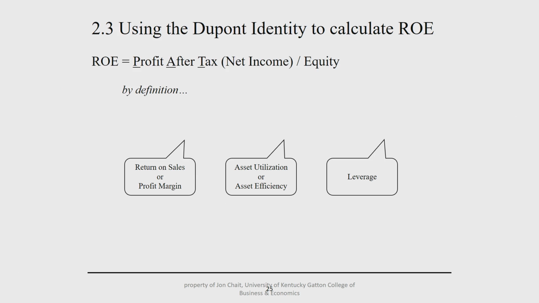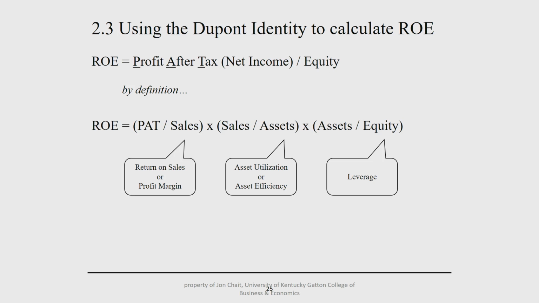Here we're going to turn to another topic called the DuPont identity. And we use the DuPont identity to calculate return on equity. Remember, return on equity is net income divided by equity, or profit after tax. I generally say NI. So if I say NI, it means net income. And I would say ROE is NI divided by equity.